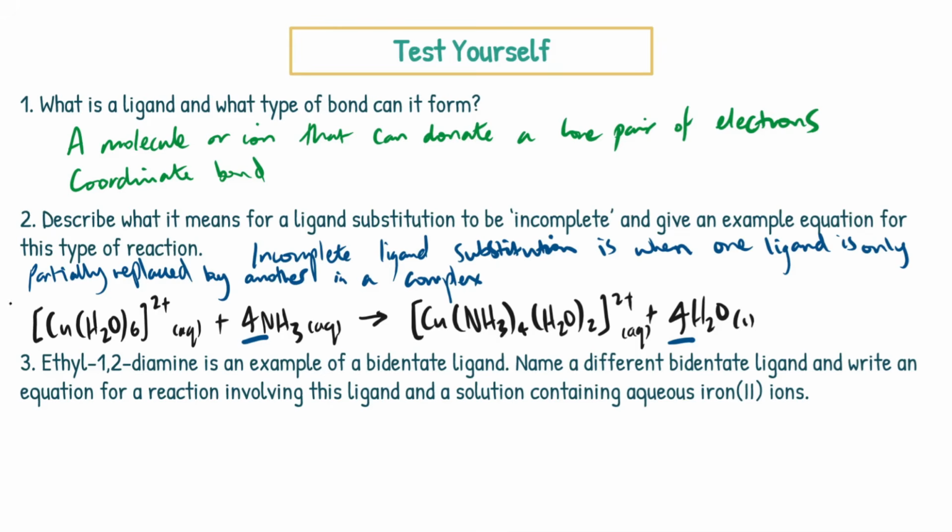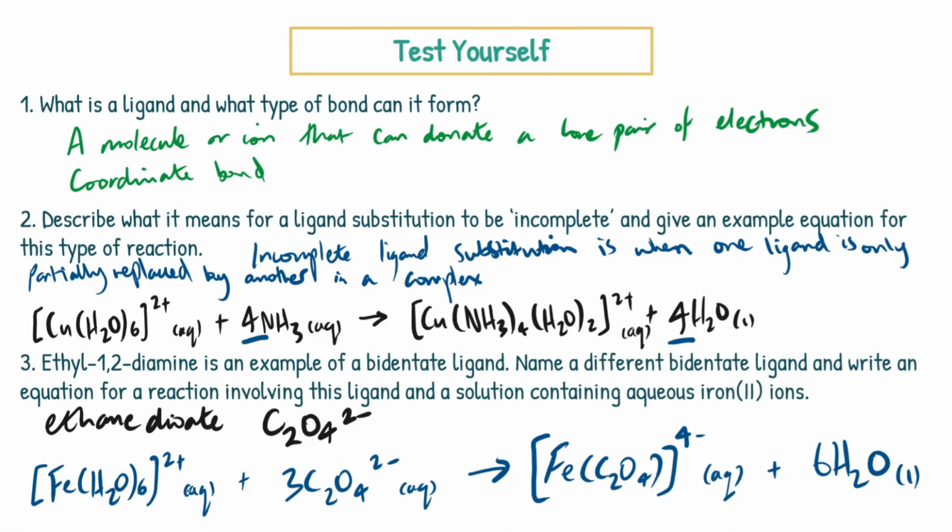Ethanedioate, okay? Ethanedioate. And what is the symbol for this? C2O4 2-. Okay, so let's draw out an equation for this reacting with an aqueous iron 2 ion complex and see what's going on here. All right, guys, easy as that.